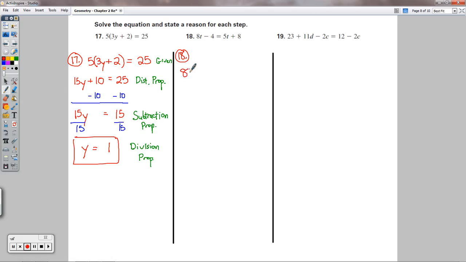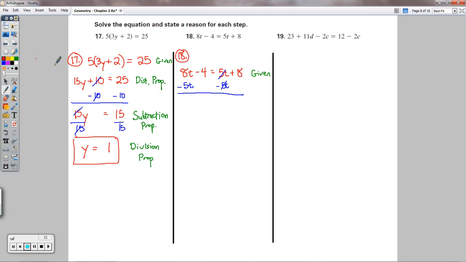Number 18. So here we have what's given again, 8t minus 4 equals 5t plus 8. I'll keep doing my reasons here in green. Okay, I'll do one step at a time. I'm trying to get t by itself on one side of the equation. I could have subtracted 8t from both sides, but I'm a positive guy. I like to keep things positive. I'm going to subtract 5t from both sides instead.